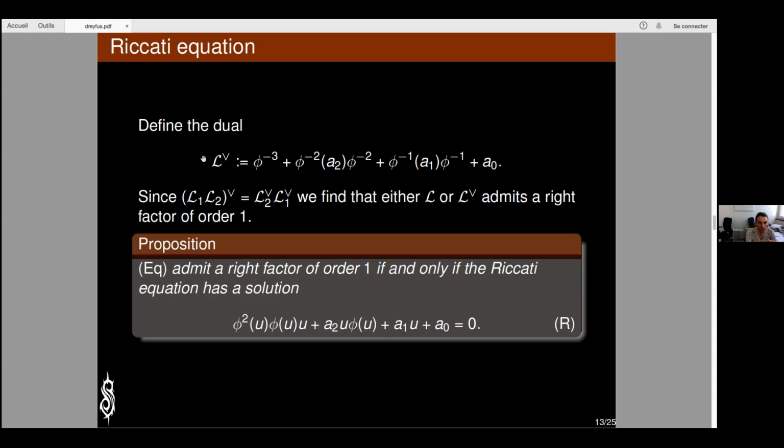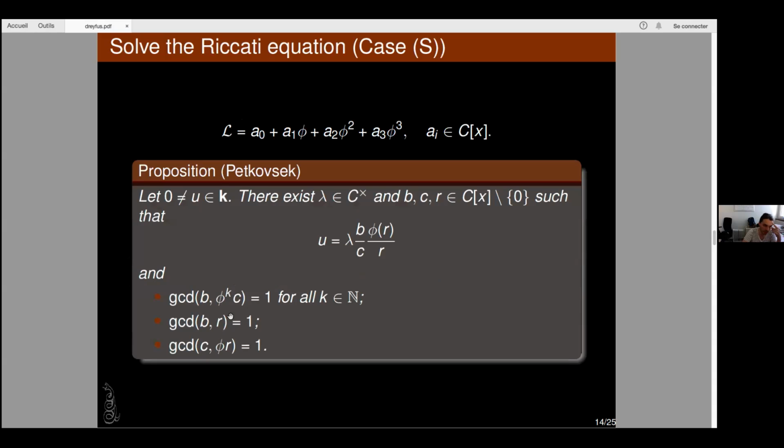So the equation has a right factor of order 1 if and only if you have a solution of the so-called Riccati equation. So as you see, it's an algebraic difference equation. So at first sight, it's not very obvious to see how it's possible to solve it. But hopefully, in the shift case, Gottsper and Petkovšek show a very useful way to solve it.